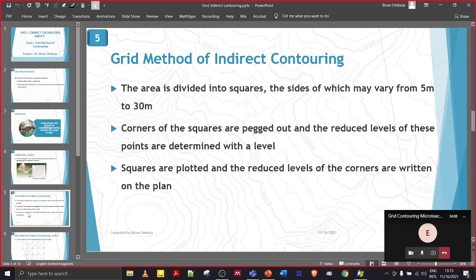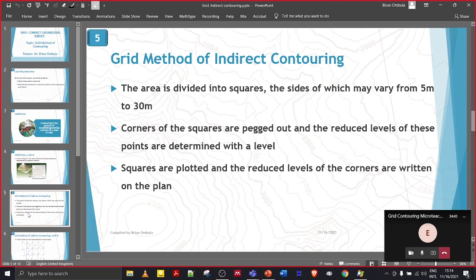After you do that, you've divided your piece of land into portions of, let's say, 5 by 5 meter squares. The corners of the squares are pegged and the reduced levels of these points are determined with the level. You're supposed to set the level at a very convenient location, where you can pick out all the points and read everything. At these corners, you place your staffs. Okay? Are we together?